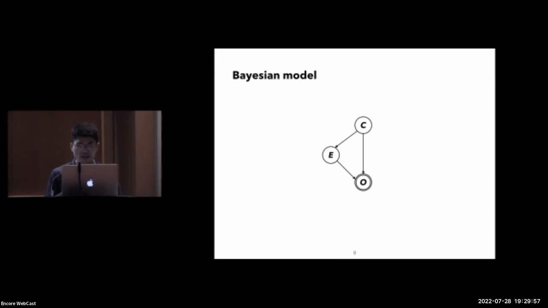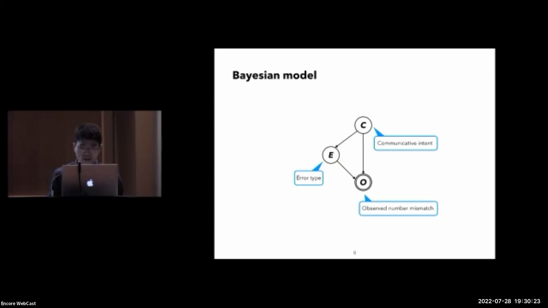So to test these two predictions, we want to formalize our hypothesis as computationally explicit models. Specifically, I'm presenting this full Bayesian model in the graphical model representation on the slides as a representation of what we think is the mental model in people's minds. And this model contains three random variables: C, the communicative intent, E, the error type during production, and O, the observed number mismatch.